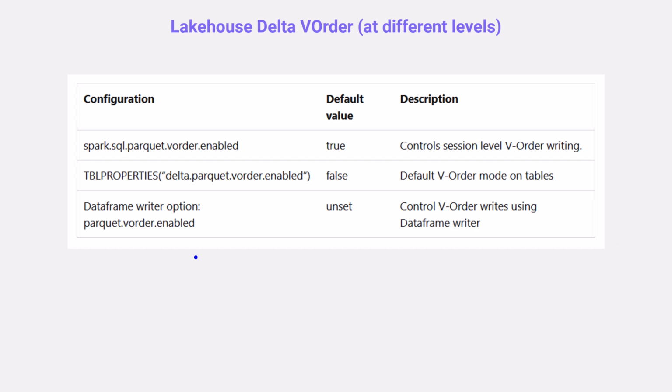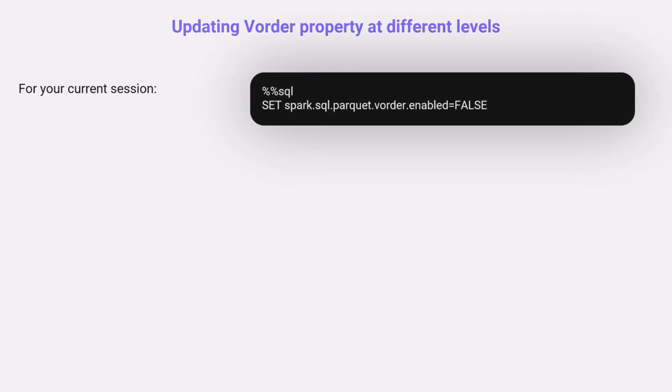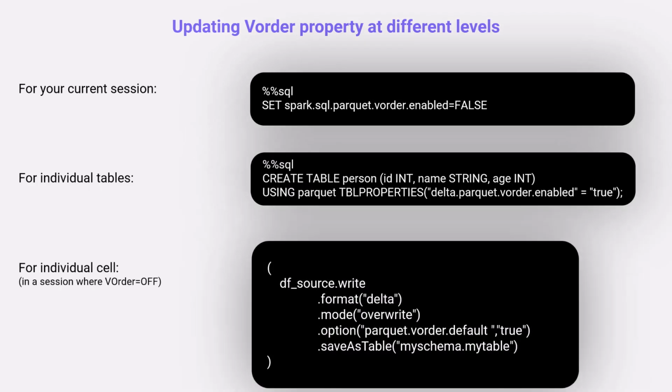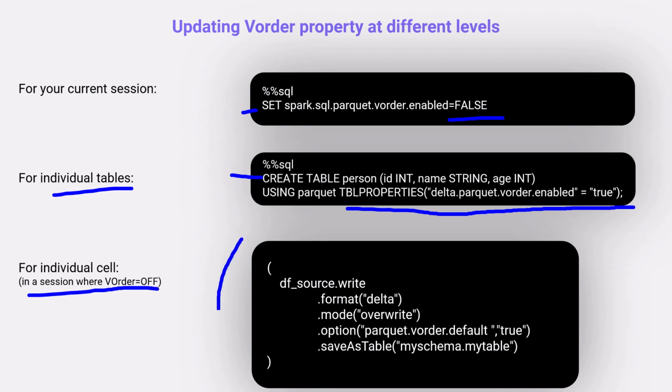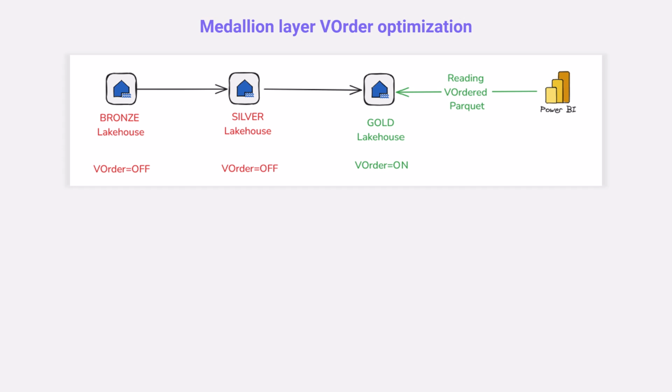Finally, if we want even finer grained control over our V-ordering, we can do it at the data frame writer level. Let me just show you the examples that will make that a little bit clearer. So for the current session, we can set it to off like so. For individual tables, we can do create table using Parquet with these table properties like so. And for individual cells in a session where V-order is off, we can add in this option for Parquet.vorder.default is true. Similarly to how we talked about with the data warehouse medallion V-order optimization, the same scenarios of when we might want to enable V-ordering applies equally here.